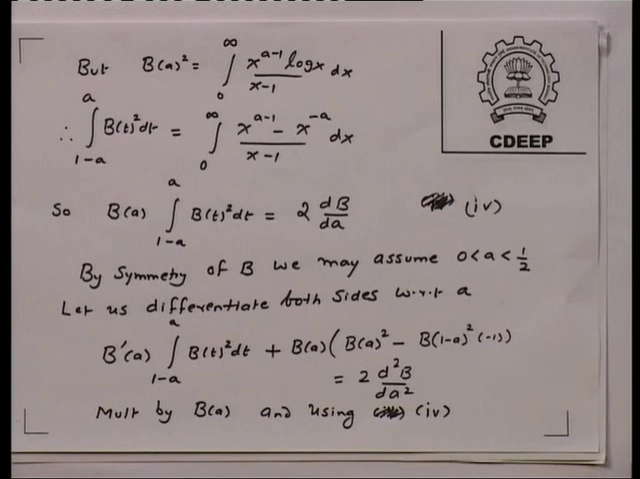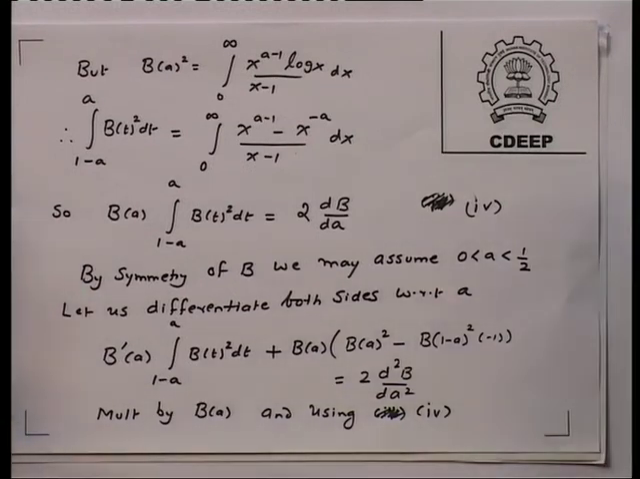Now, what do you know about B(a)? It is symmetrical about the point half. So, either I can restrict it to 0 to half or half to 1, does not matter, take your pick, it makes no difference. Later on we will need half to 1, so let us stick to half to 1.